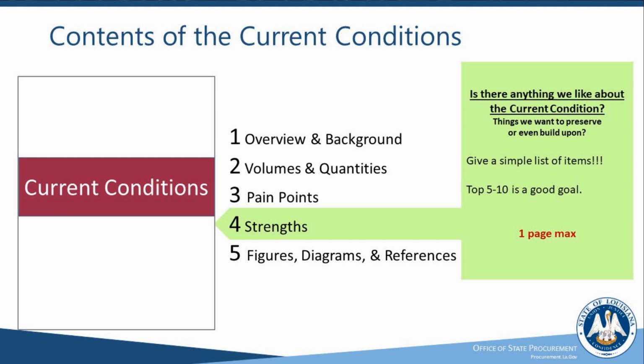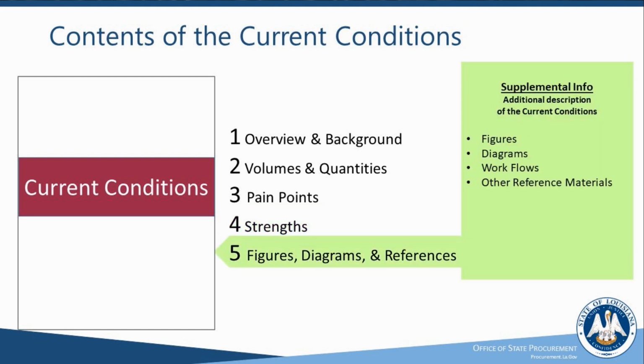Oftentimes you can fit the strengths on the same exact page as your pain points. So at that point, if you're keeping count here, sections 1 and 2 are just a page themselves, most likely. And then sections 3, 4, likely another page. So we're at 2 pages total, pretty simple.